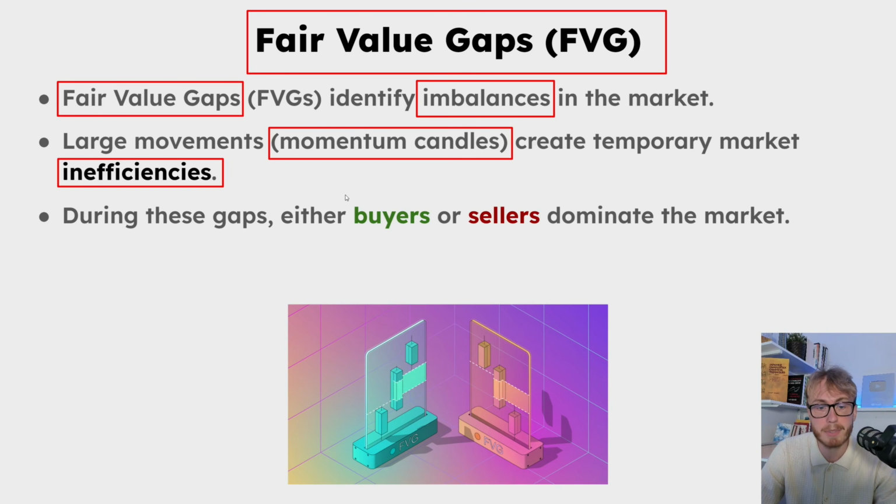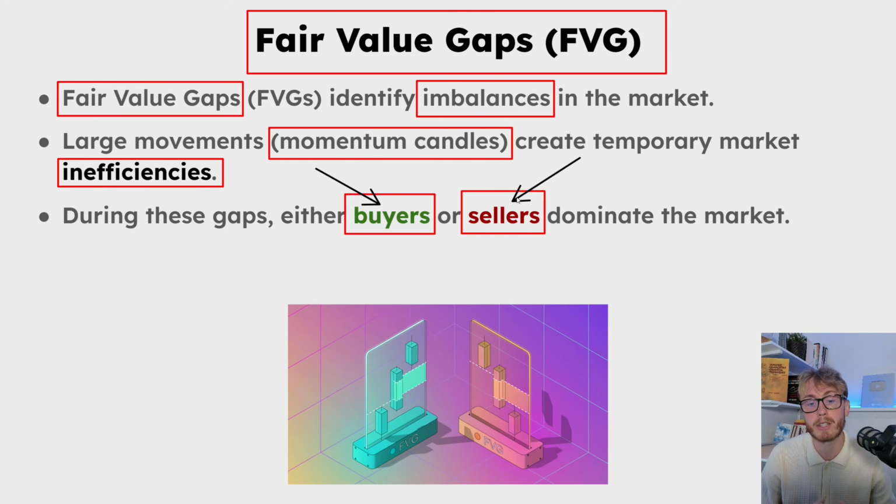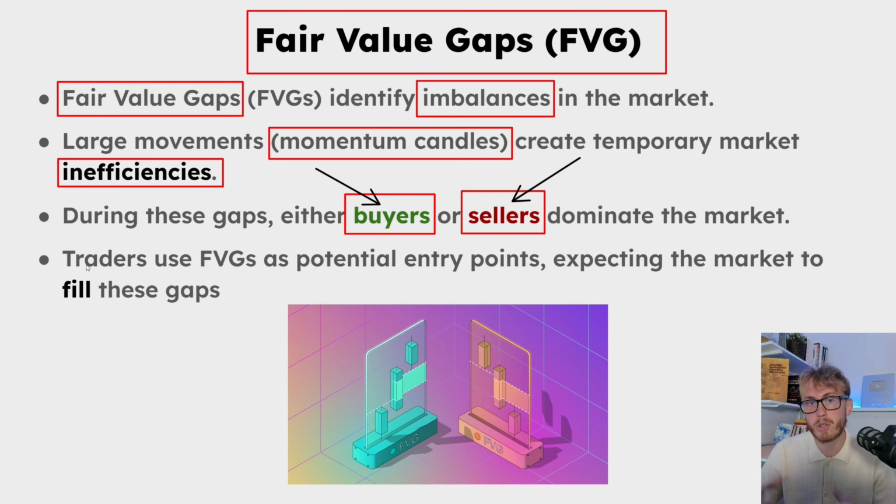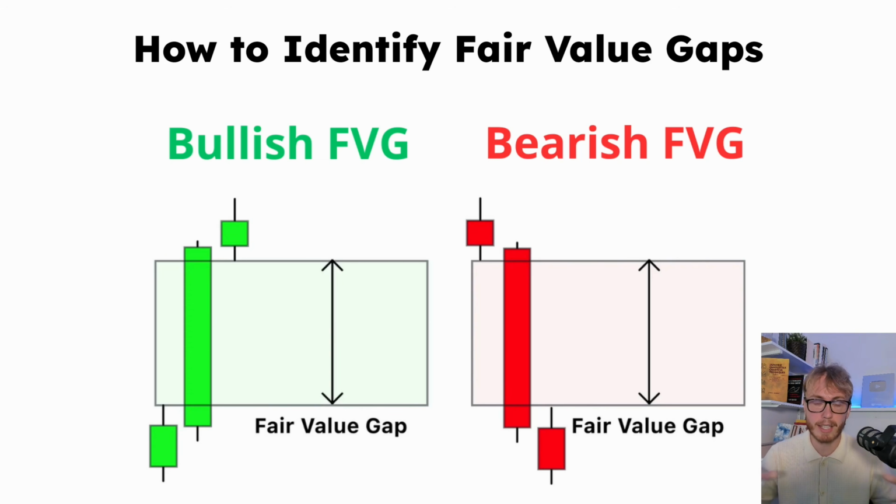And during these gaps, either buyers or sellers dominate the market. So we have a bullish fair value gap, and we also have a bearish fair value gap. And we will take a look at how to identify both of these types, of course, and how traders use fair value gaps. Well, we use them as potential entry points, expecting the market to fill these gaps. So now let's take a look at how to identify fair value gaps.